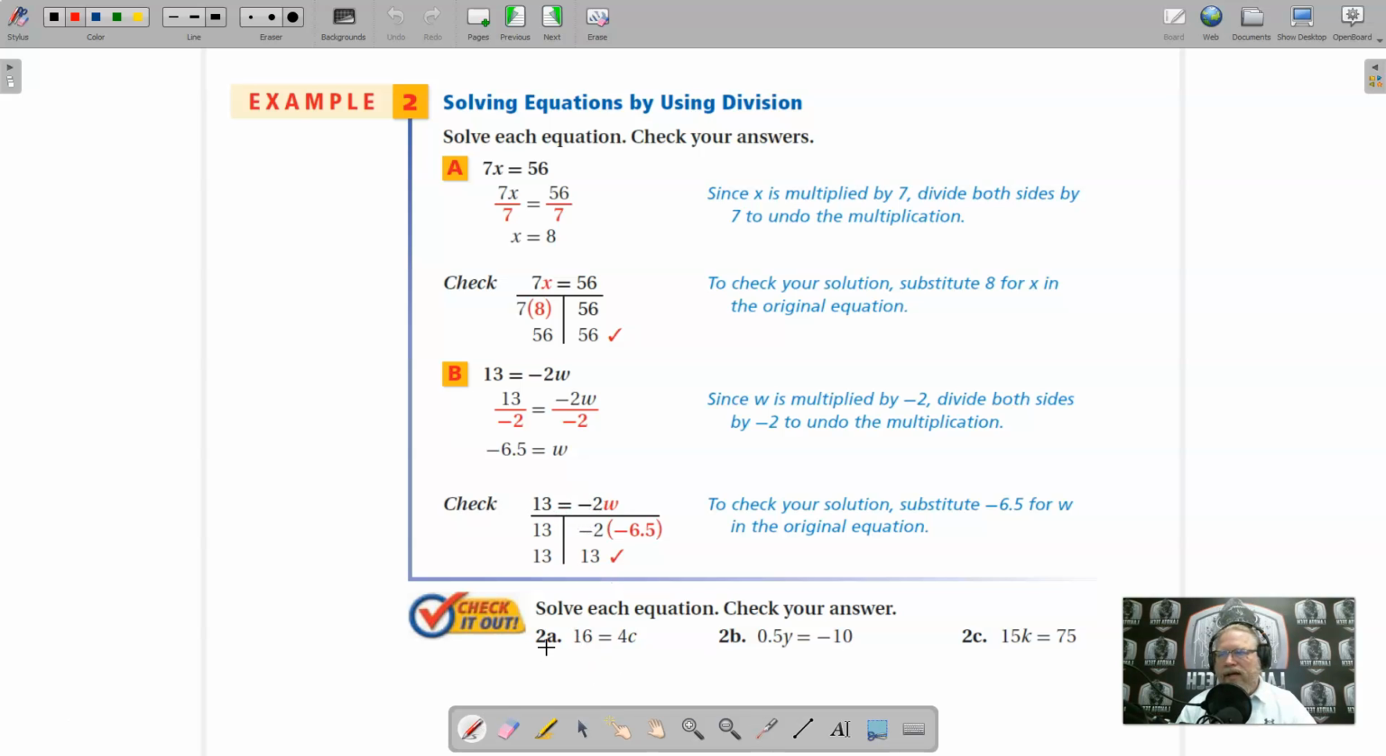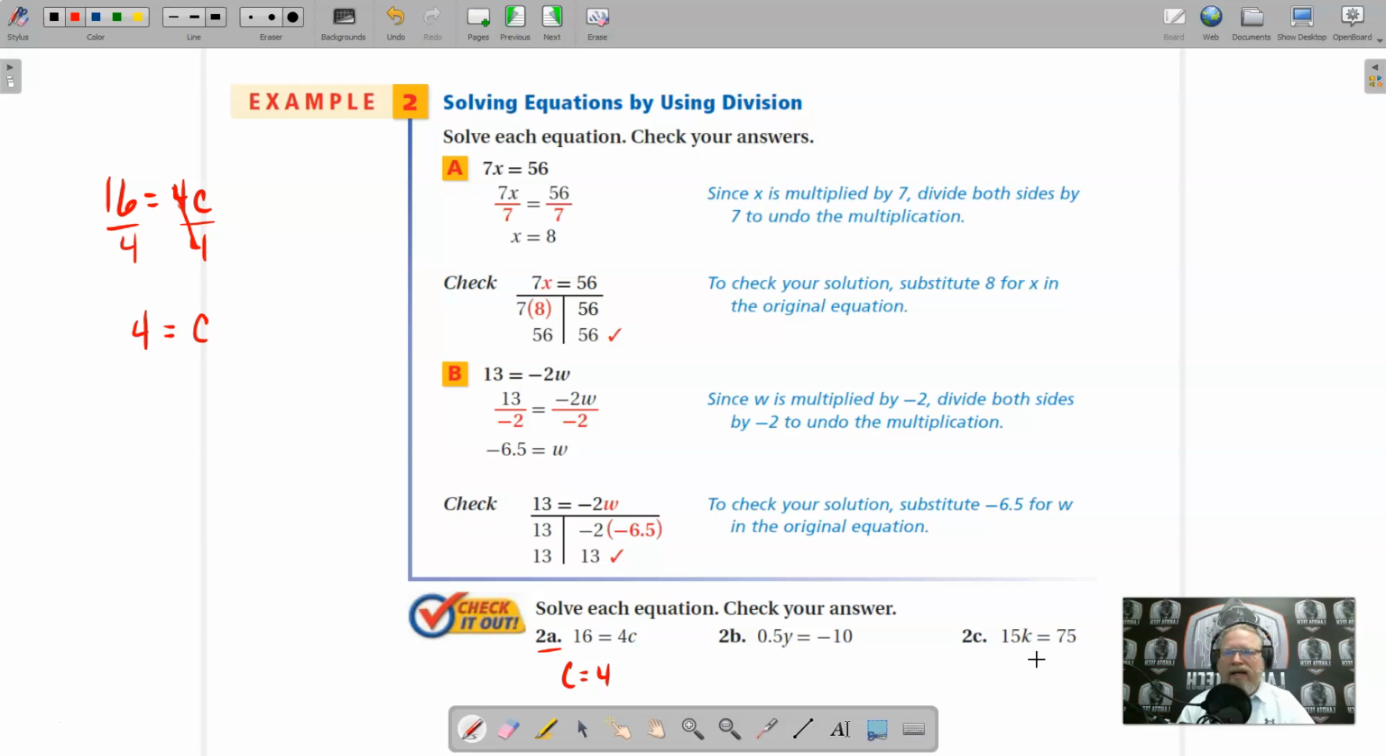Let's do number 2a. 16 equals 4c. Now the answer is 4, because 4 times 4 is 16. But the 4 is tied to the c through multiplication. The opposite operation is division. We're going to divide by the very number we wish to get rid of, and what we do to one side we do to the other. The 4's will cancel each other, leaving us with just c on the right, and 16 divided by 4 is 4. Therefore, c equals 4.